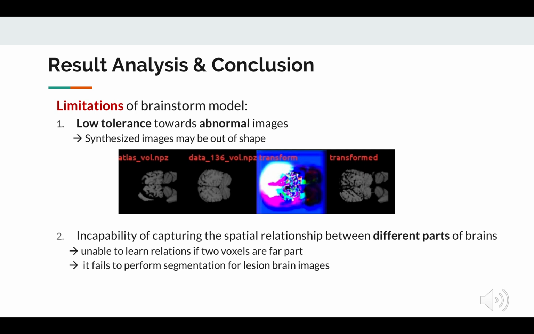Firstly, its low tolerance towards abnormal images. When we use abnormal images in model training, it might synthesize images that are out of shape. Secondly, its incapability of capturing the spatial relationship between different parts of brains. The Brainstorm model learns the anatomical differences between corresponding voxels of two brains and their neighboring voxels. However, it is unable to learn the relationship if two voxels are far apart. For lesion brains, the size and location of lesion parts in different brains might be very different, so the Brainstorm model fails to perform segmentation for lesion brain images.